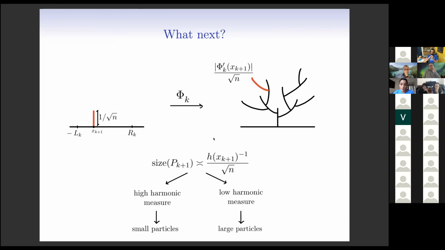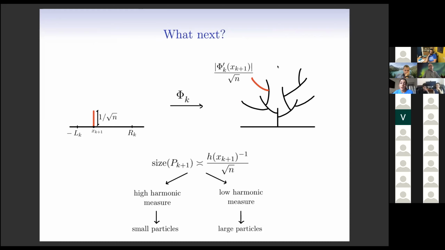And so geometrically, because phi prime is inversely proportional to the harmonic measure on the cluster boundary, what this tells us is that if you attach to regions of the cluster which have high harmonic measure, then you will attach small particles in the actual cluster because this distortion factor will be small. Whereas if you attach to parts of the cluster where there is a low harmonic measure, so where you're unlikely to hit, then you will attach large particles because this distortion factor will be large.